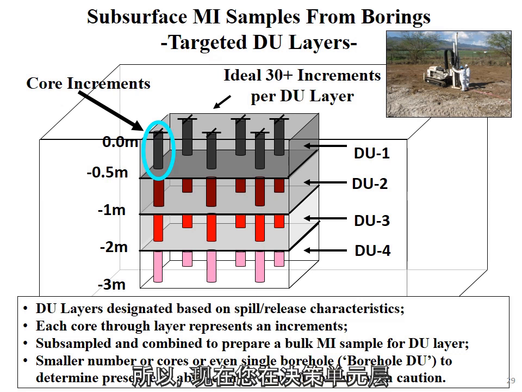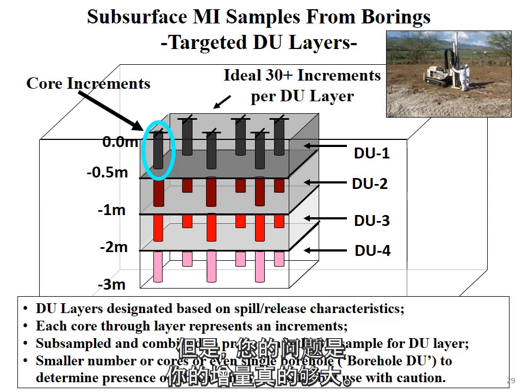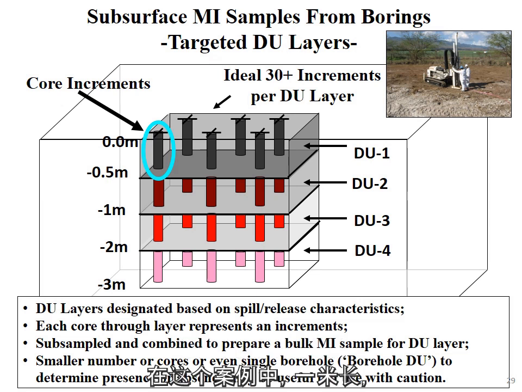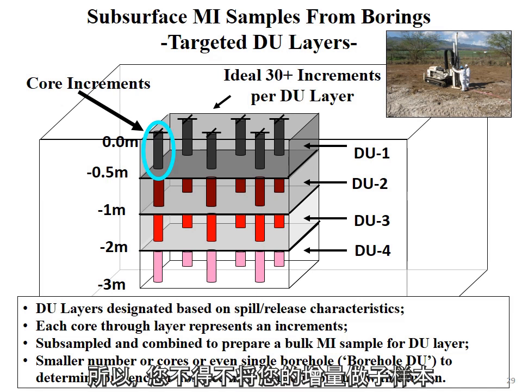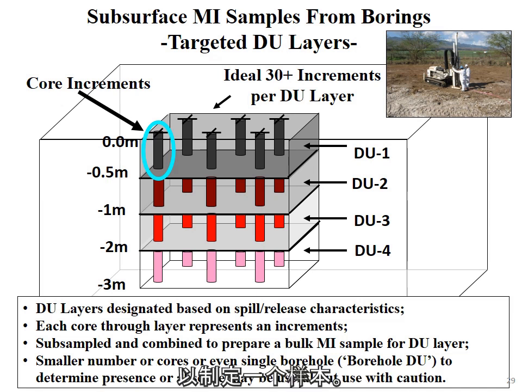So now you've got your 30 increments of soil from this DU layer, but the problem is your increments are really large. They may be, in this case, a meter long, and probably almost a kilogram more of soil. So you have to subsample your increments to prepare a sample. Just details in the field, though, on collecting multi-increment samples.